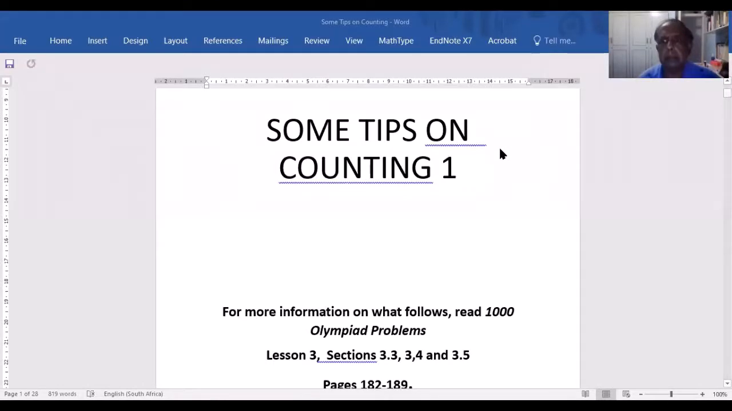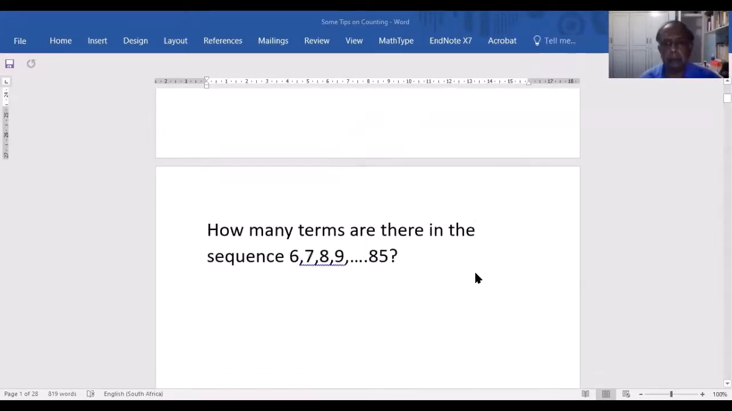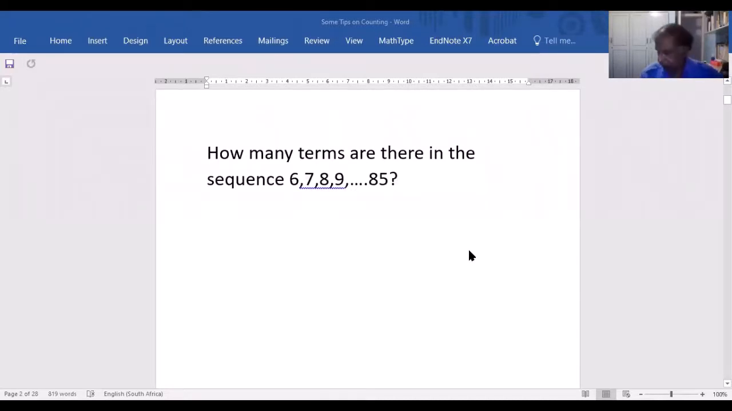with a simple problem. Okay, so the first question is, how many terms are there in the listed sequence starting from 6 and going through the counting numbers 6, 7, 8, 9, all the way up to 85? All right, our first guess will be 85 minus 6, right? Saying that the number is 79. So that will be the first guess. Let's see whether this is in fact true.